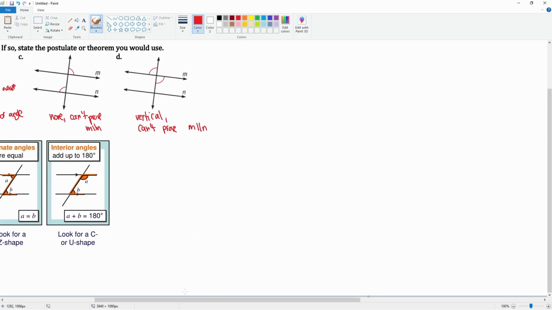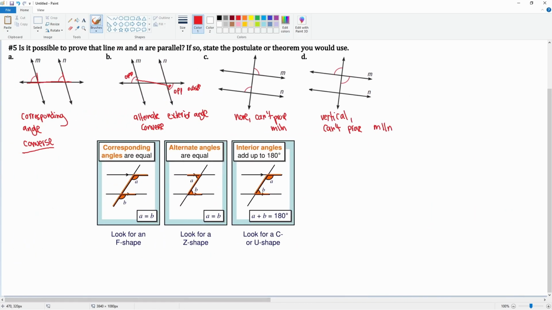All right, the only ones that we are allowed to prove parallel are A and B. A is because of the corresponding angle converse, and B is based on the alternate exterior angle converse. Please understand that there are 2 more. You could also use the alternate interior angles, and you also can use your corresponding angles converse as well.